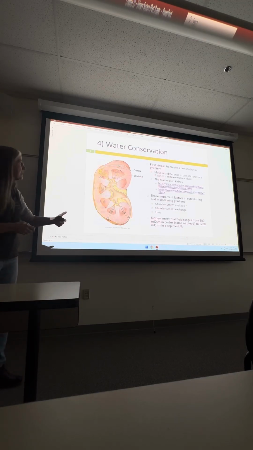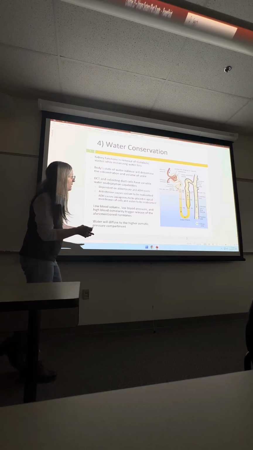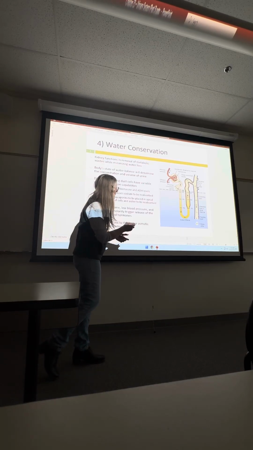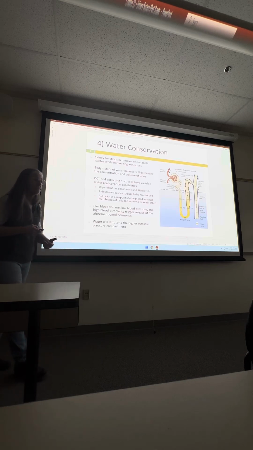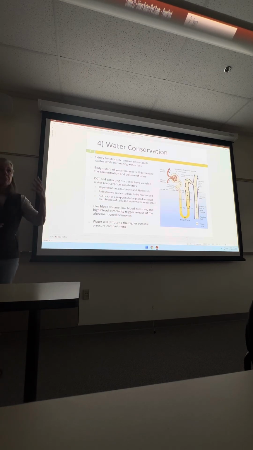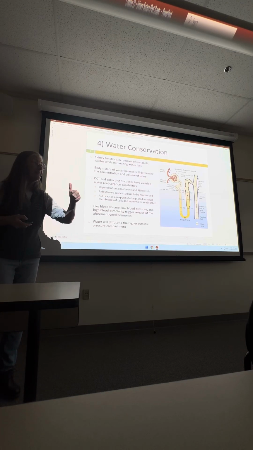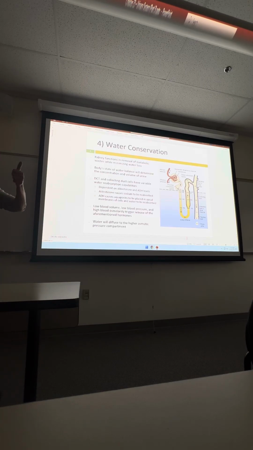Aldosterone causes the ascending limb of the loop to reabsorb more sodium and chloride. More sodium and chloride reabsorbed means more water, raises blood pressure. It tells your hypothalamus: thirst. You're thirsty, need water, ADH. So renin is all about low blood volume.